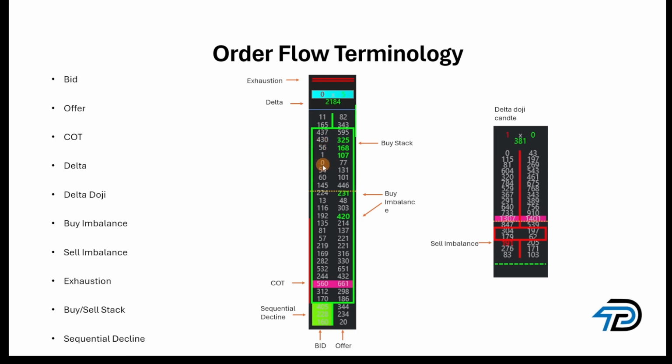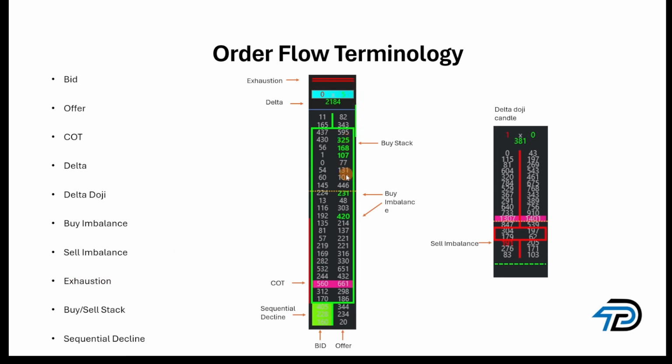So you see these very, very small sell side. There wasn't enough time for sellers to get in there. Buyers blew right through it. So you're going to want to pay attention to those buy stacks. Sell side imbalances, in this bullish candle there were 0 selling imbalances, which is very bullish again. Exhaustion is nothing more than just an alert.